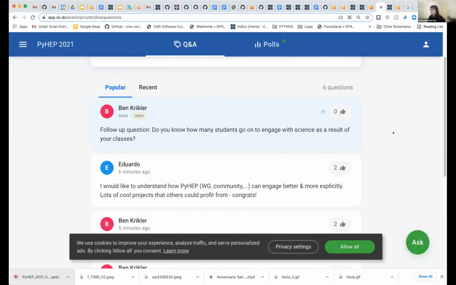How many students go on to engage with science as a result of the classes? We are not very good yet on keeping track of the statistics, but we should. At the undergrad level, we had a few that actually continue on and go to do their masters or PhDs with us, but we should keep track.